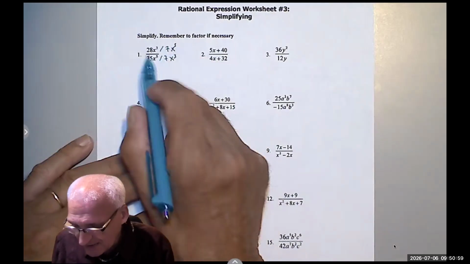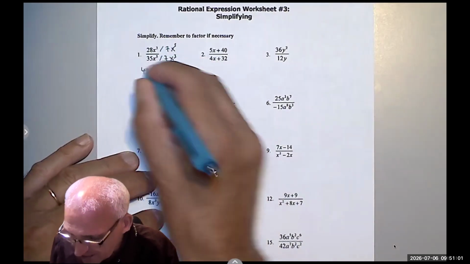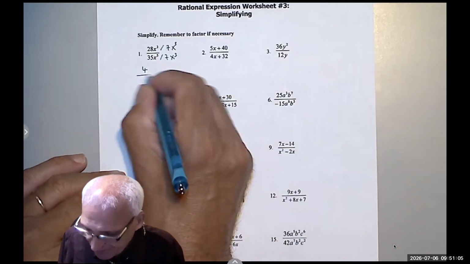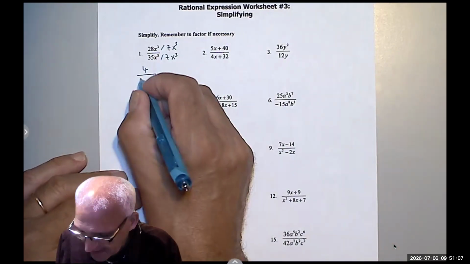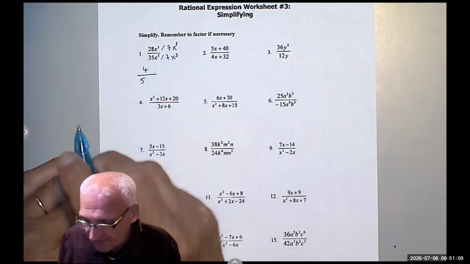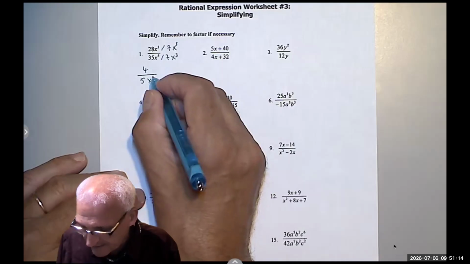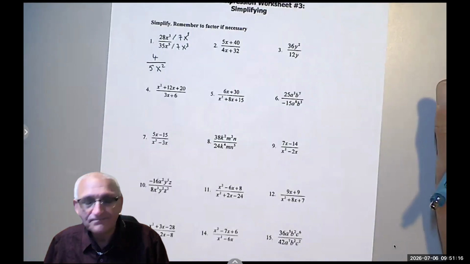So what do I get? 28 divided by 7 is 4. X cubed by x cubed is 1. So the numerator is simply 4. 35 by 7 is 5. And x to the 5th divided by x cubed is x squared. That's how easy it is.